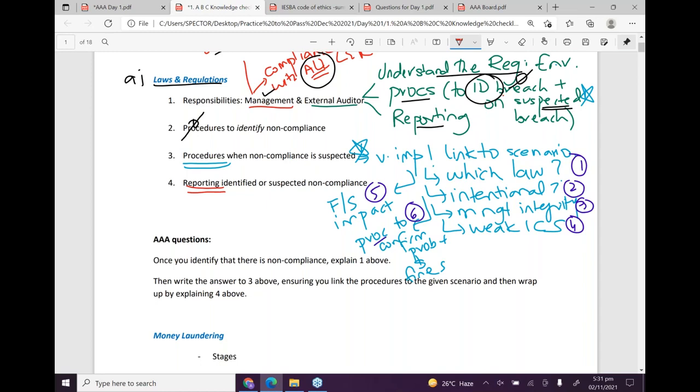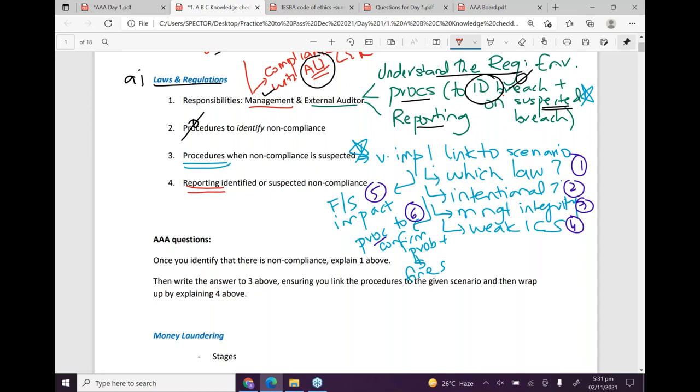So as AAA students, the 4 steps that you see on this screen right now are actually your 4 steps to your answer as well. This is how your ISA 250 is made. You don't need to learn the numbers at all, but this is how you come up with the answer.